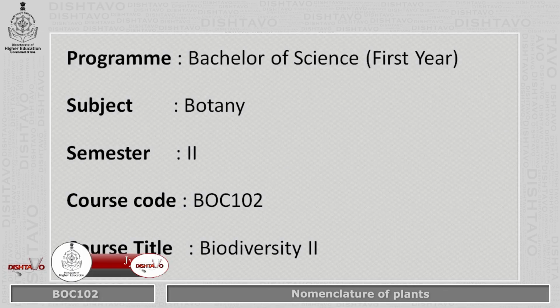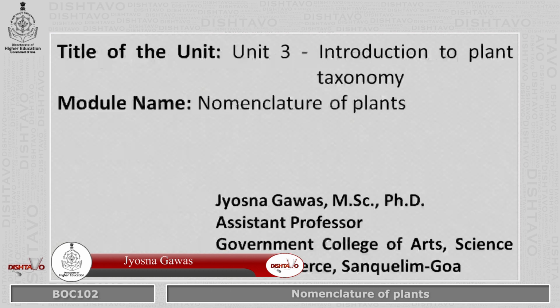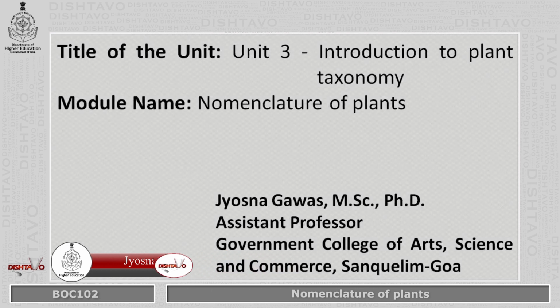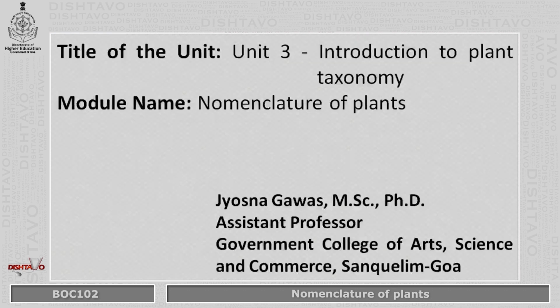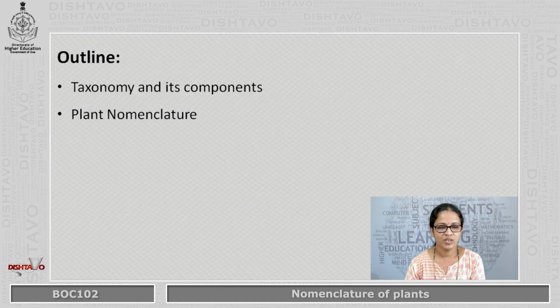The name of the module is Nomenclature of Plants under Unit 3 Introduction to Plant Taxonomy of the course BOC 102 Biodiversity 2. In this module, I'll be talking about taxonomy and its components and briefly discussing plant nomenclature.